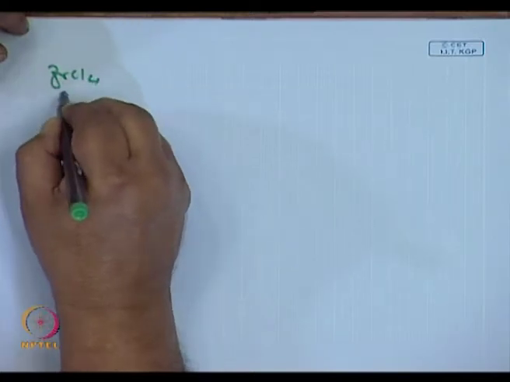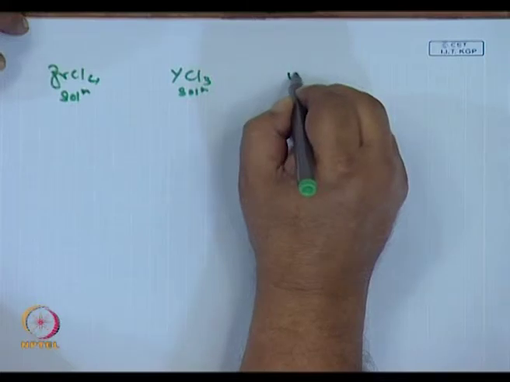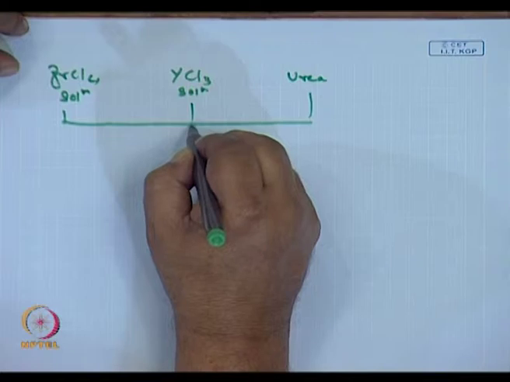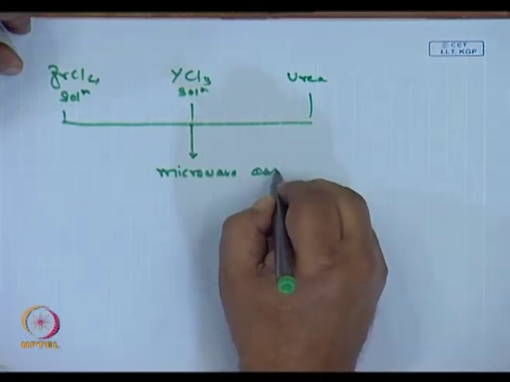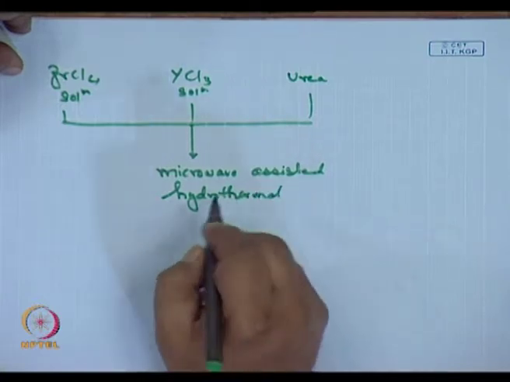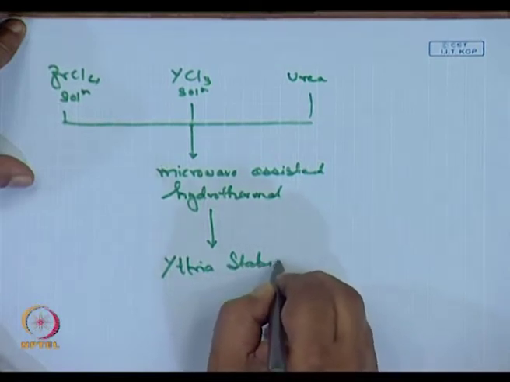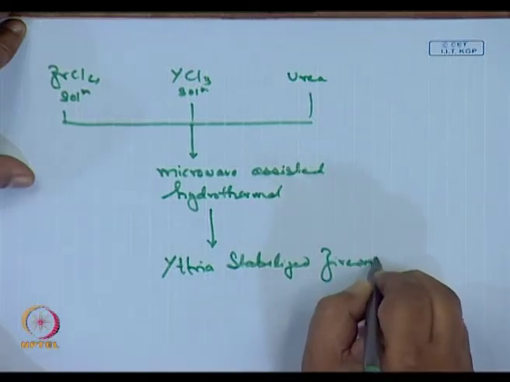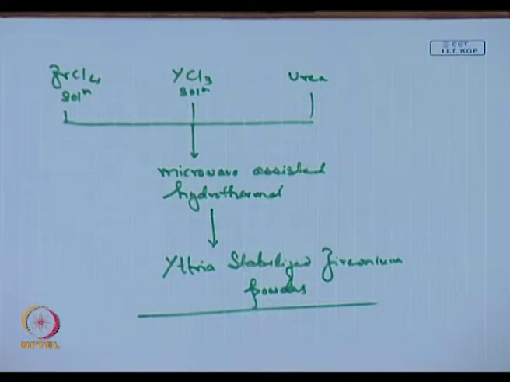If I am dealing with, say, I require stabilized zirconia powders, we can take zirconium tetrachloride solution, yttrium tetrachloride solution, urea, mix them and microwave assisted hydrothermal. We get straight away yttria stabilized zirconium oxide powders. We simply get yttria stabilized zirconium oxide powders.